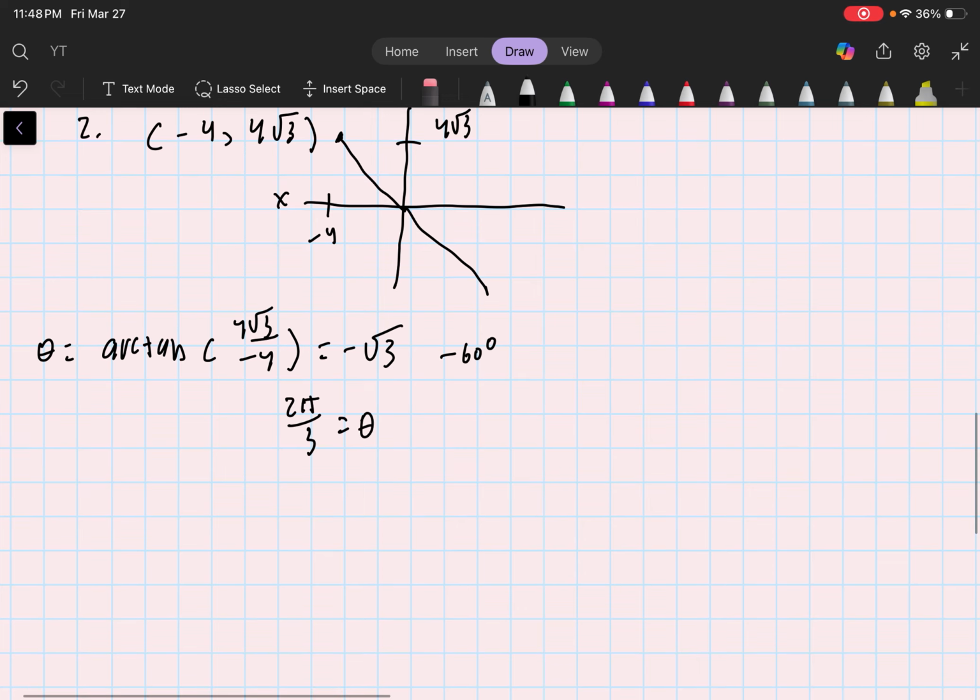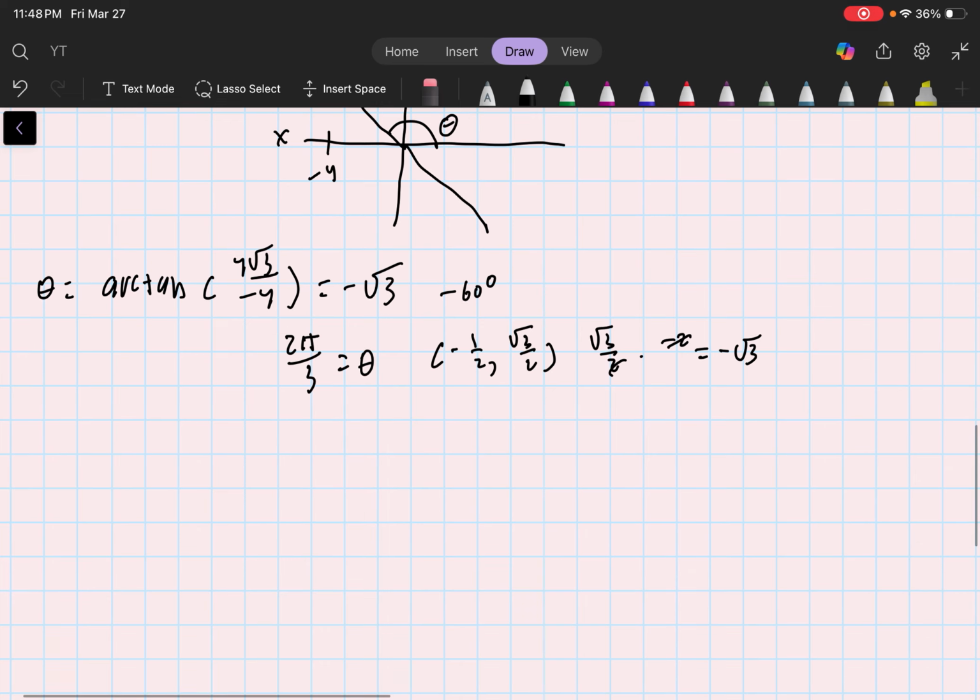The reason why is because at 2 pi over 3, you have -1/2, root 3 over 2. Root 3 over 2 times -2 is equal to -√3. Make sense? It's this whole theta.